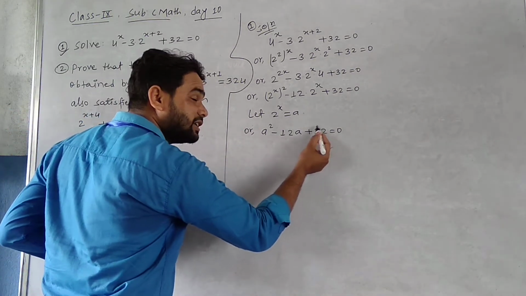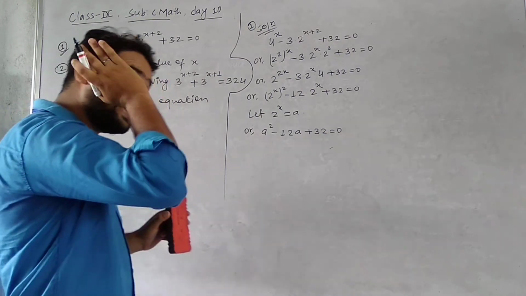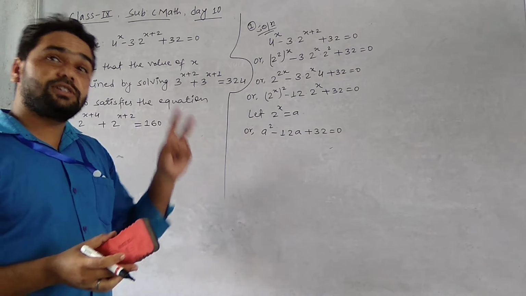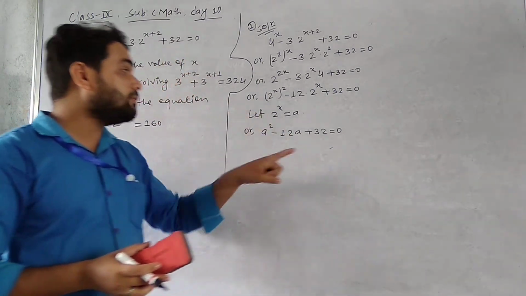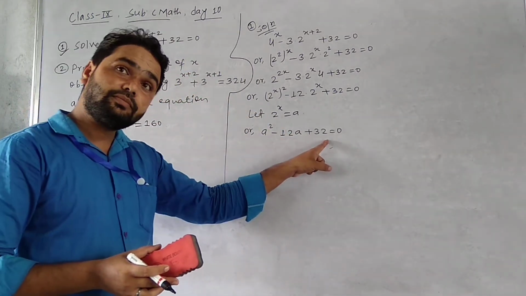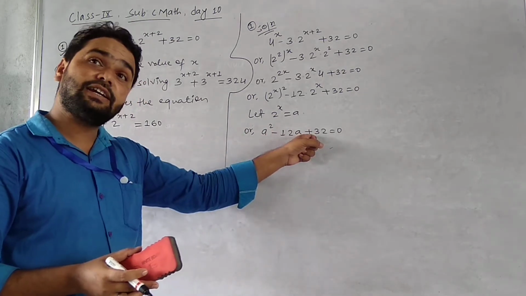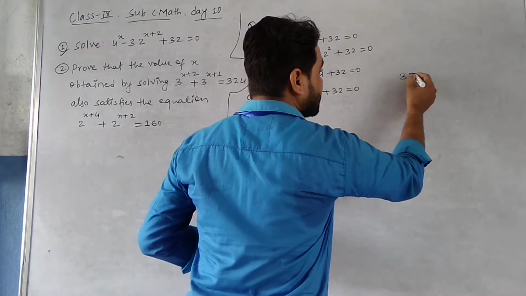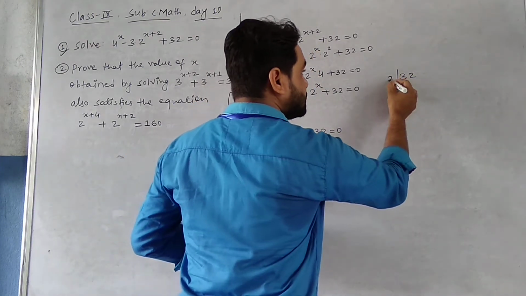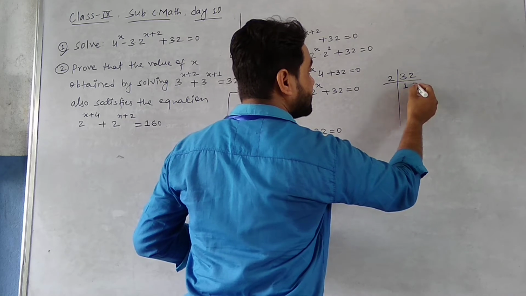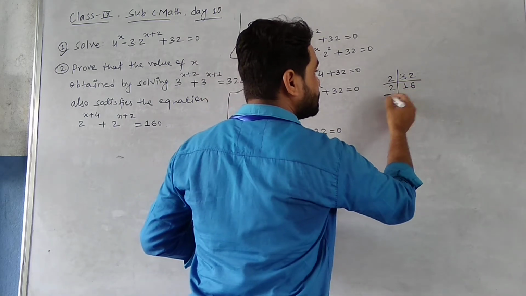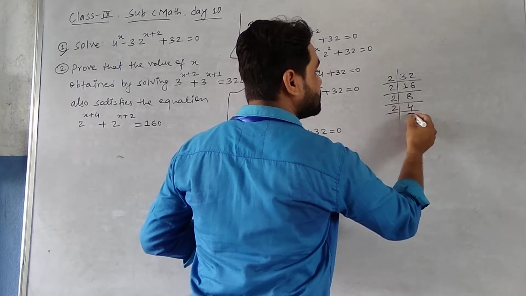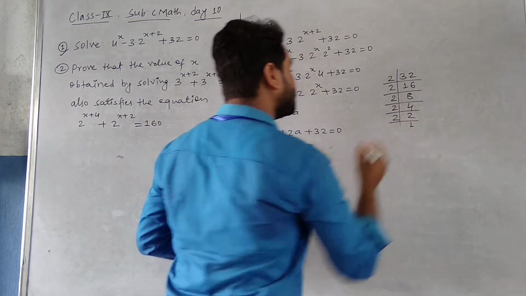32 is the constant number, and we have to factorize 32. From the factors of 32 we take out such 2 numbers that while multiplying we get 32, and adding we get 12. So let's do that. 32 is here, let's factorize that. With 2 we get 16. Again with 2 we get 8. Again with 2 we get 4. Again with 2, 1, like this.